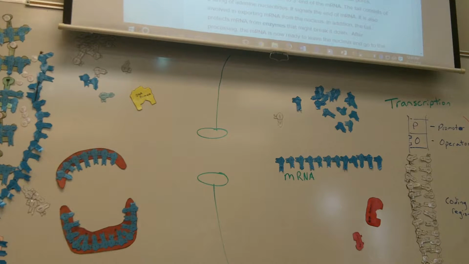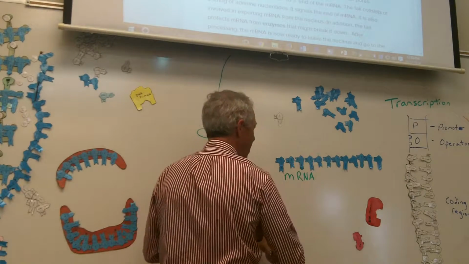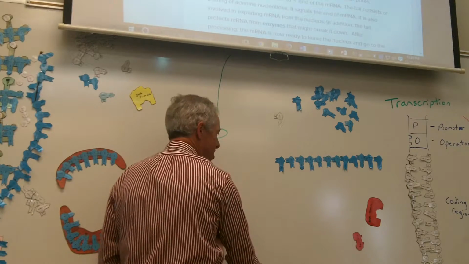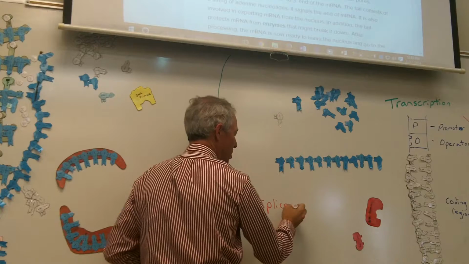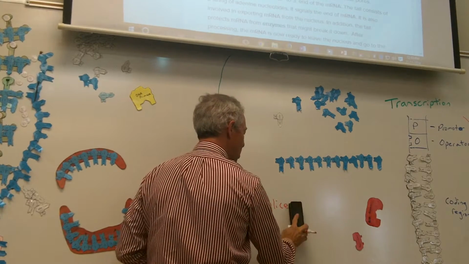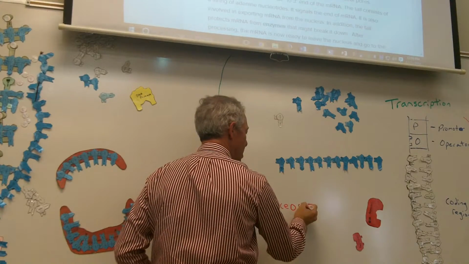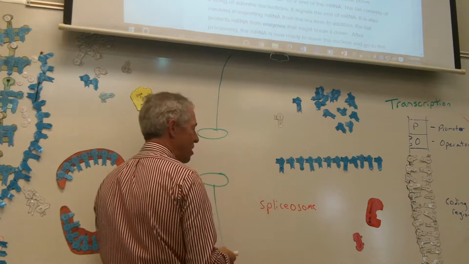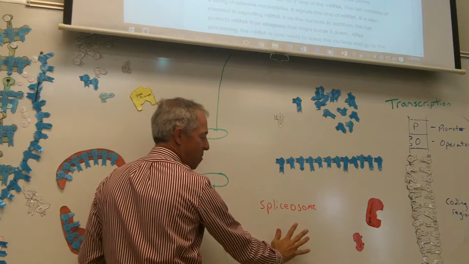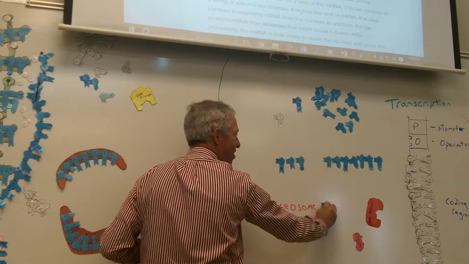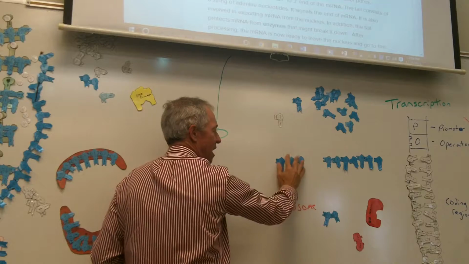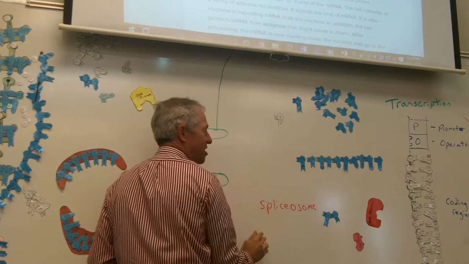But anyway, they have to add a cap and a tail. And there's one more thing that has to be done to the mRNA. There's a special enzyme. It's got a cool name. It's called a spliceosome. Spliceosome. It's actually a group of enzymes that comes in, let's imagine it's my hand, and cuts out little pieces of the mRNA and splices the other ends together.